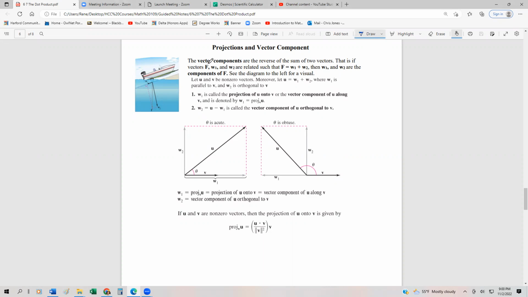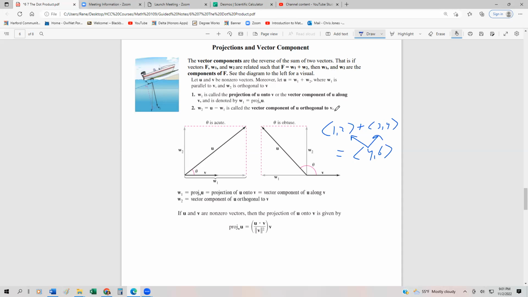If we add two vectors together, for instance, (1, 2) plus (3, 4), that would be equal to (4, 6). And what if I wanted to break it back up into (1, 2) plus (3, 4)? Well, we can do that by finding something called the vector projection.